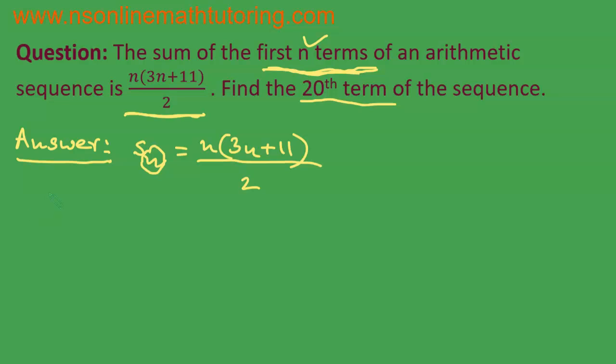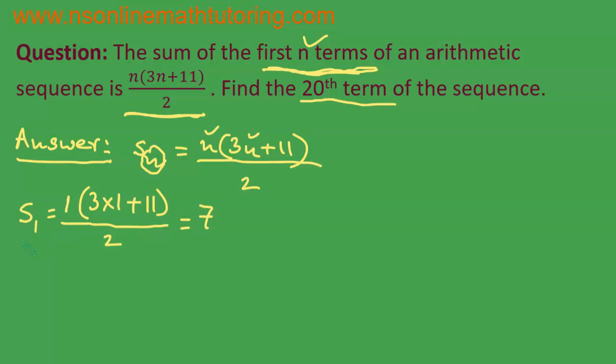So, first of all, we start with the S1 value. We'll be just plugging in 1 in place of n. Wherever we see n in the expression, we will be putting 1. So, it is 1 times (3 times 1 plus 11) over 2. 3 times 1 is 3, plus 11 is 14. 14 divided by 2 is equal to 7. So, S1 value is equal to 7.